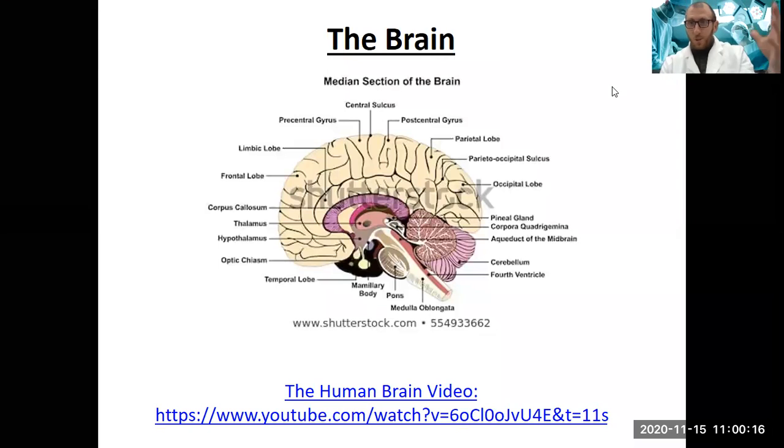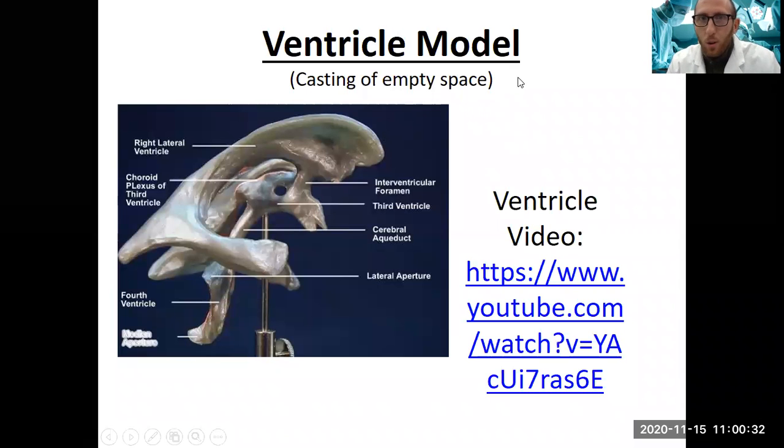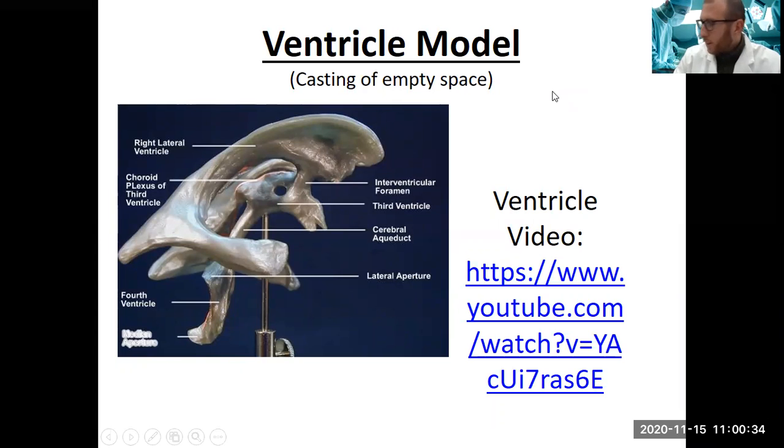All right, so that was a quick check on the human brain. Keep watching that video and reviewing until you know all the structures of the brain. But there are a few structures that might not pop off the brain as easily, and these are called the ventricles.